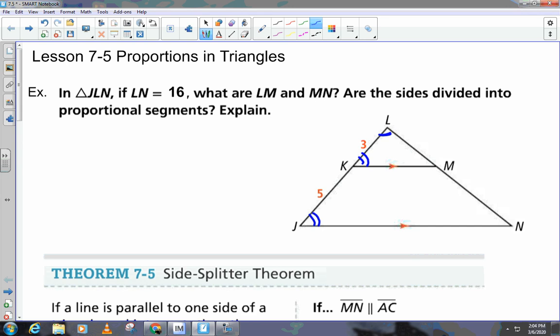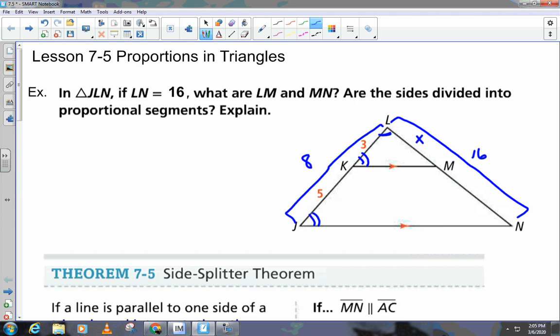Okay, so we want to figure out a couple things here. We want to figure out LM and we want to figure out MN. So let's look at LM first. It tells us that LN is 16. They give us that. Now, we can set up proportions because these triangles are similar, little to big. This little triangle has a side of 3. This big one has a side of 8.